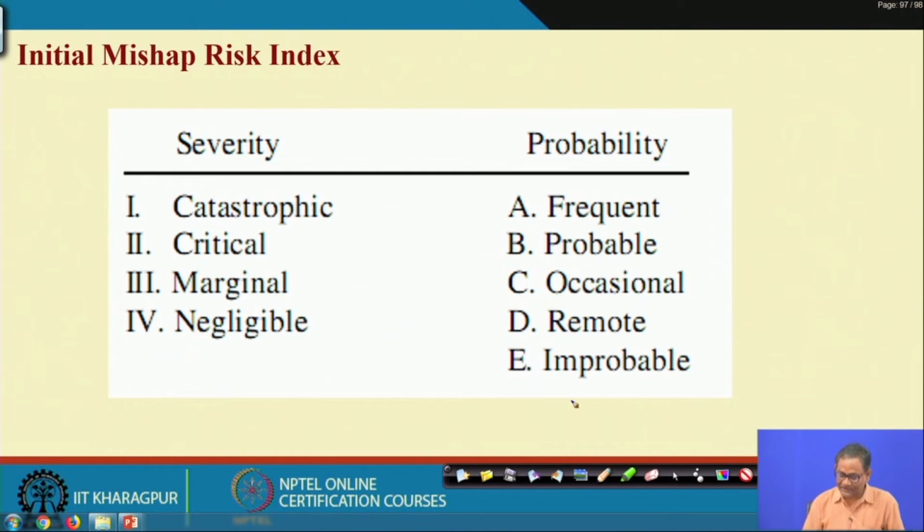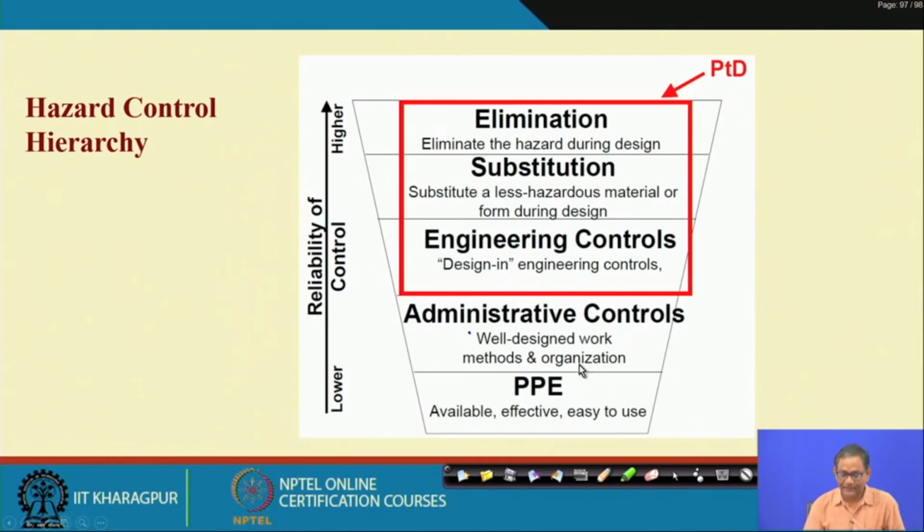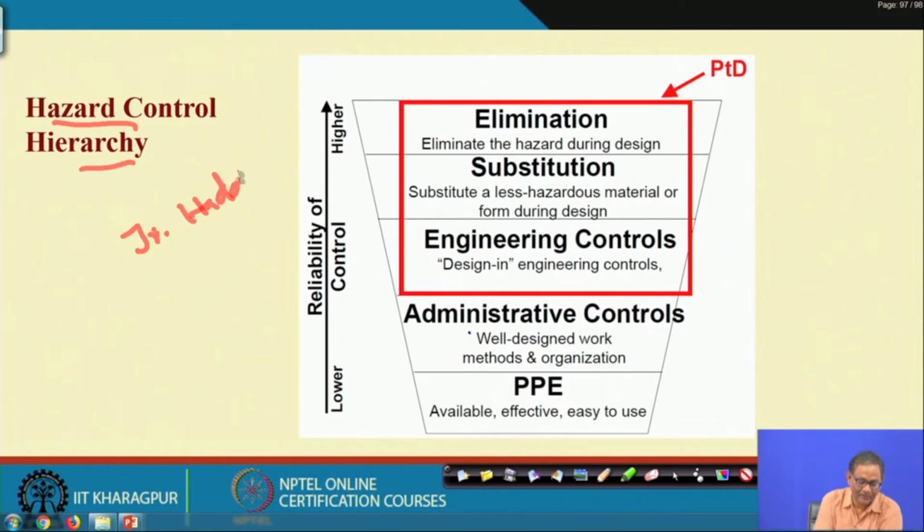Once you have the risk index, what is next? Next is how to reduce the risk. So, here is the concept called hazard control hierarchy. So far as I know, Willie Haddon has given this, that means elimination, substitution, engineering control, then administrative control, personnel control; these are the 5 stages.